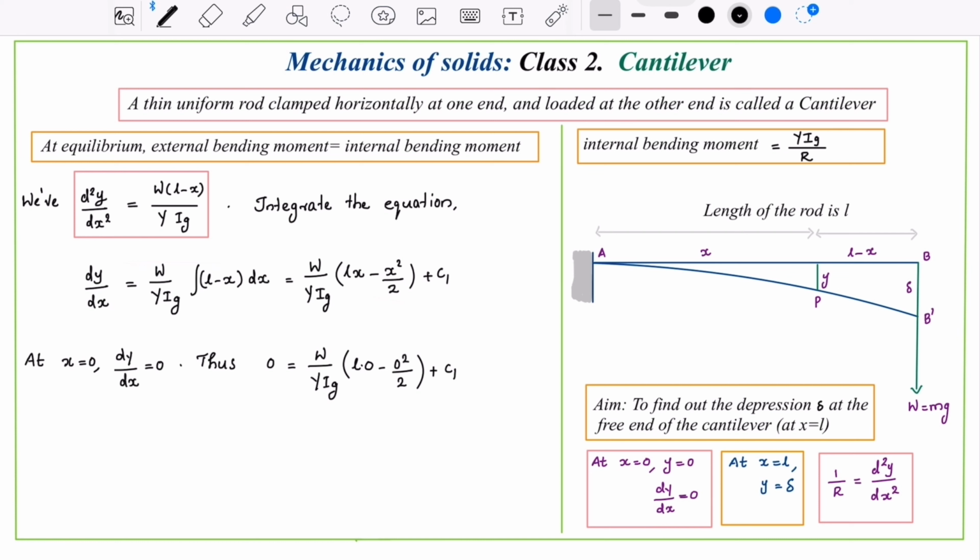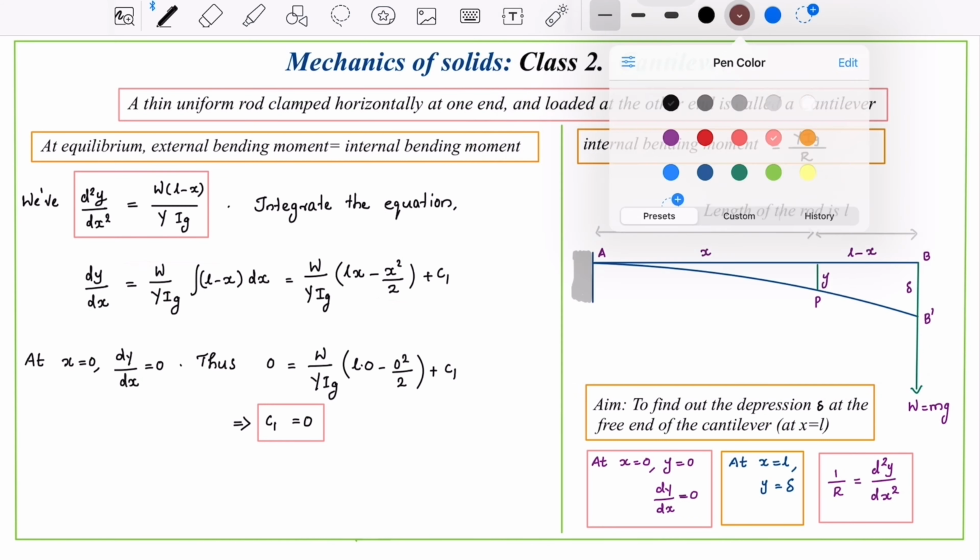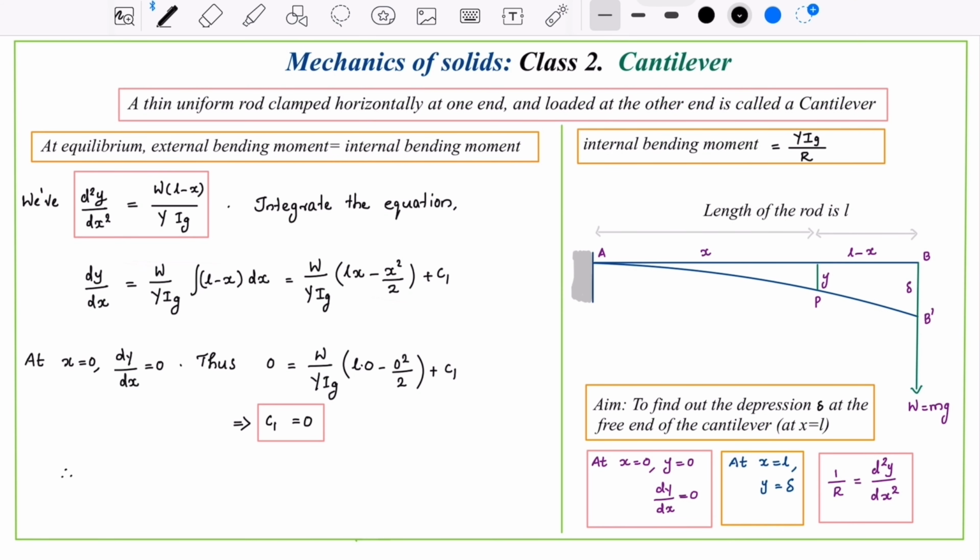So what is our result? This implies that C1 is equal to 0. That is the constant of integration is equal to 0. When C1 is equal to 0, the above equation modifies to dy by dx is equal to W by YIg into Lx minus x square by 2, because there is no C1, because C1 is equal to 0.